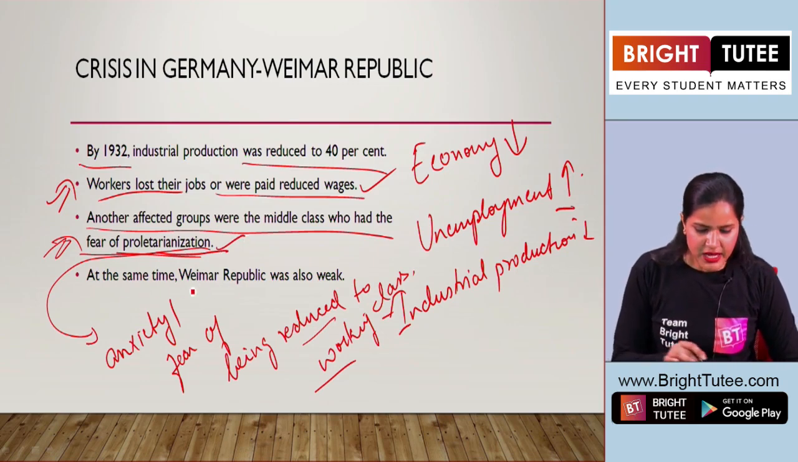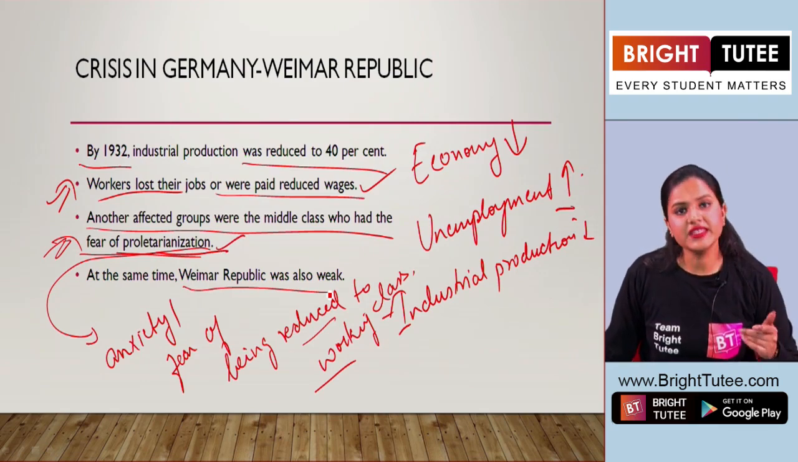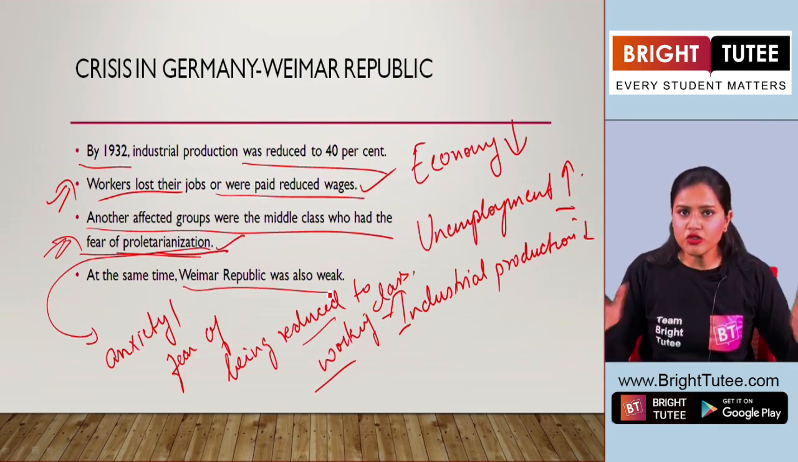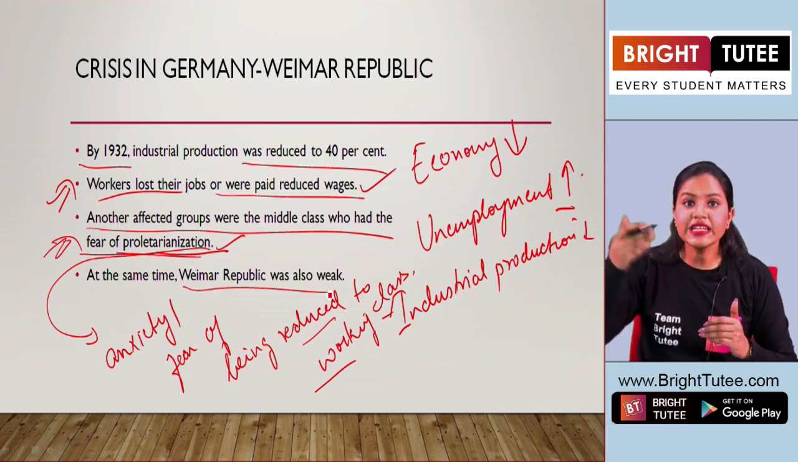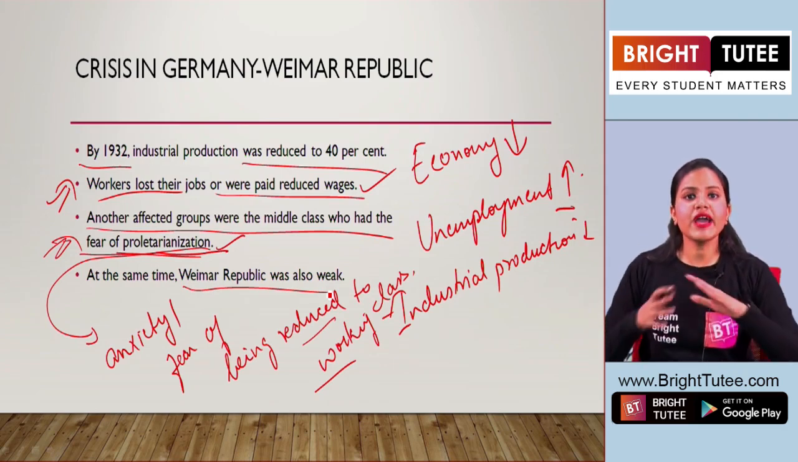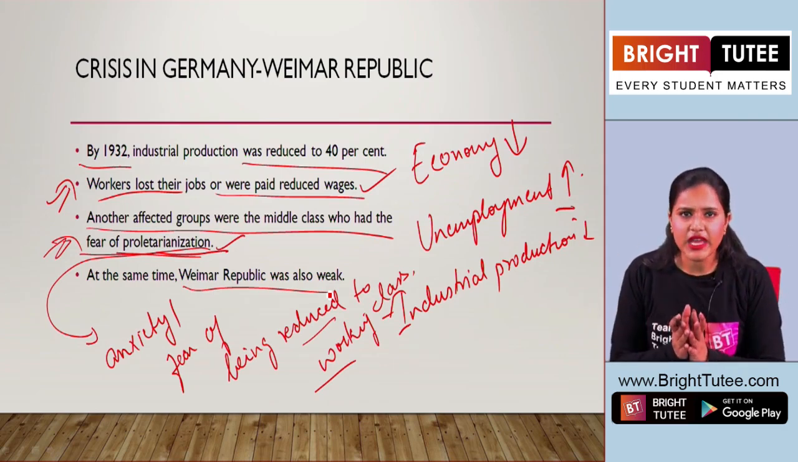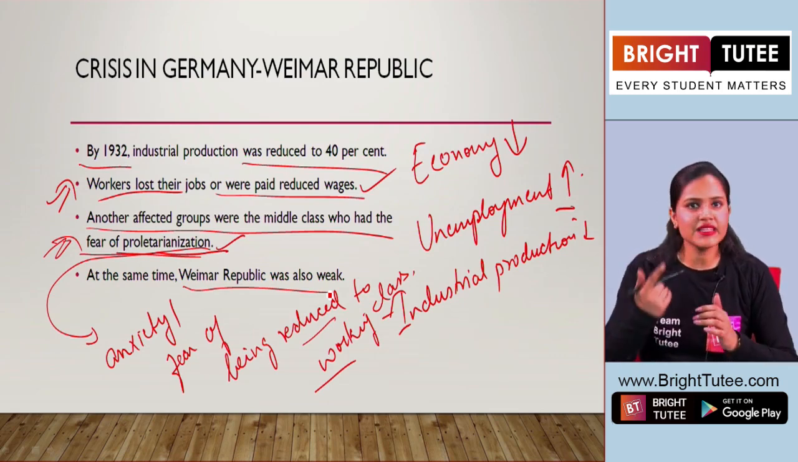Now at the same time, we see that the Weimar Republic was also becoming weak. Yes, students. Now here two things are happening. The economy of Germany is not improving. It is decreasing day by day. And at the same time, when we look at the political structure of Germany, it is also not good. The Weimar Republic, already people are hating the Weimar Republic.